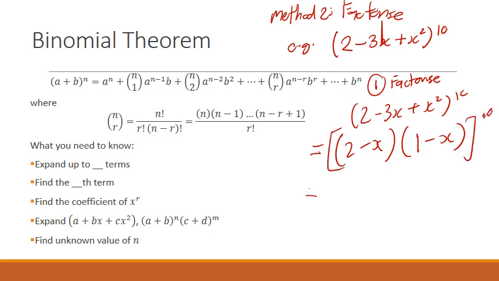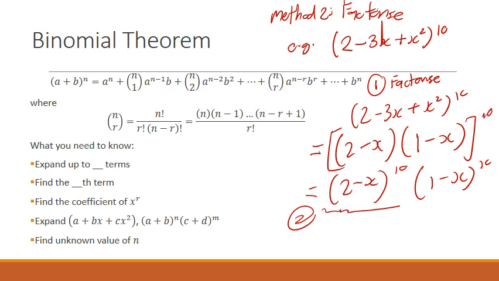And separate them. So you have 2 minus x to the power of 10, 1 minus x to the power of 10. And what you do next will be to expand them separately. And the third step will be to multiply them together.